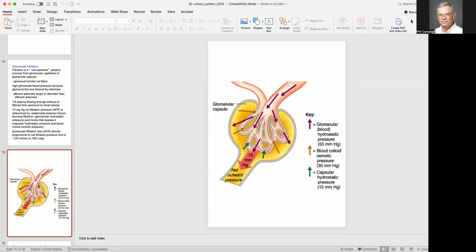What happens if you have a global stimulation of the sympathetic nervous system inducing extensive vasoconstriction? You can close off the whole thing, both afferent and efferent arterioles. Okay.